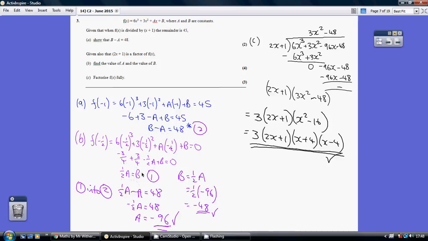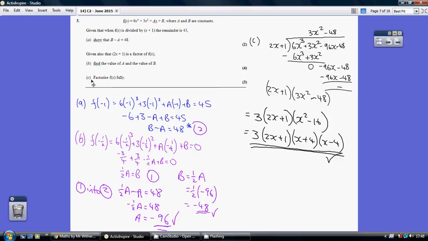So I've now got two equations with two unknowns, a simultaneous equation to solve. I've chosen to call this number 1 and this number 2. Substituting 1 into 2, I get half a minus a equals 48. In other words, minus half a equals 48, so a equals minus 96. Now b is half a, so that's half of minus 96, which is minus 48.